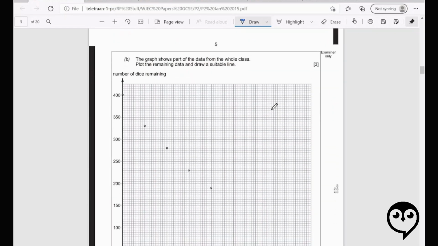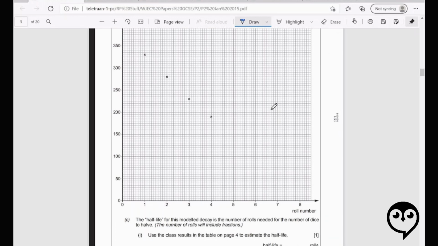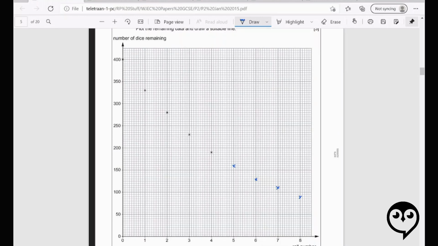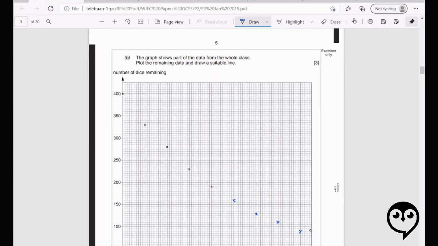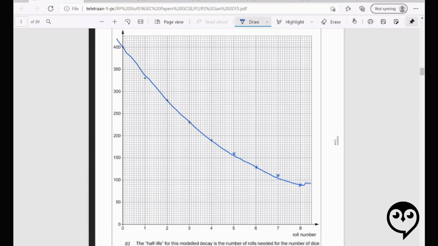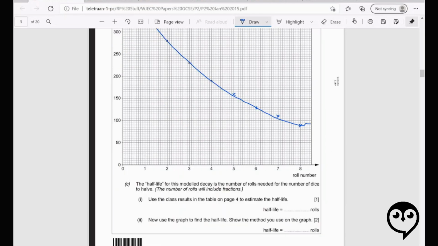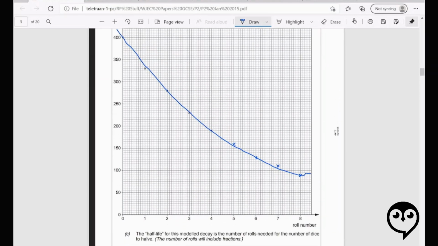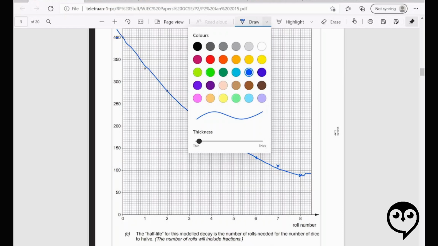Let's move on. Okay, now they're going to want us to plot a graph again, aren't they? All right, I've plotted my points. I'm going to draw that graph. Like I say, I'll start at the bottom here, and I'm going to smoothly draw it. That's not bad. That's okay. I got a bit of a squiggle there at the beginning, and I missed that one. Okay, so what do we got here? Use the class results to find the half-life. Okay, so we've started at 400. Let's go down to 200. I'll switch colors here.